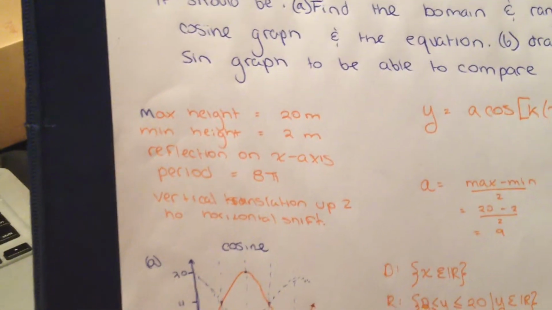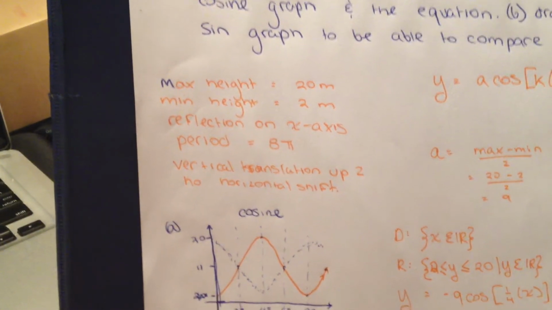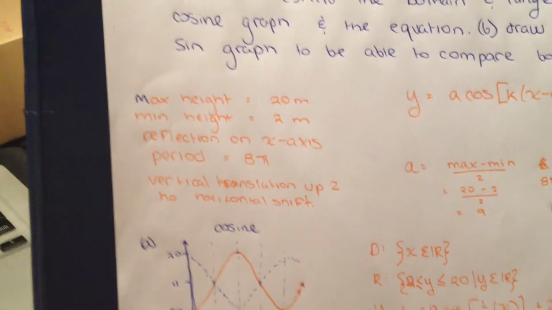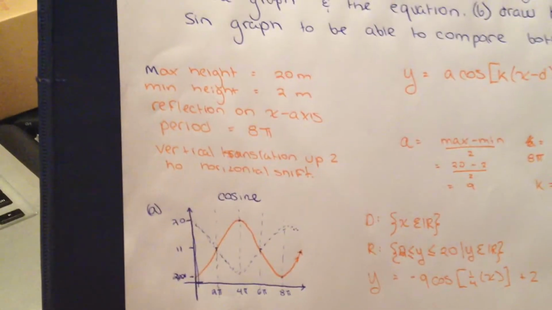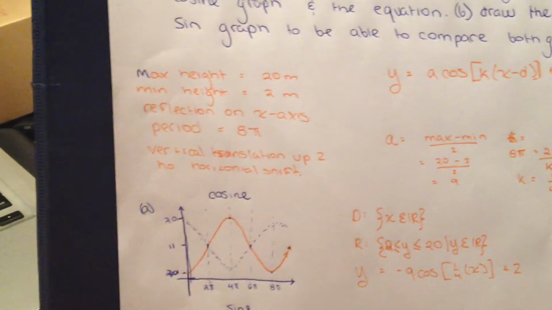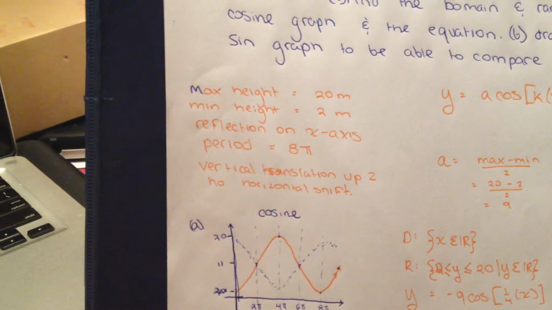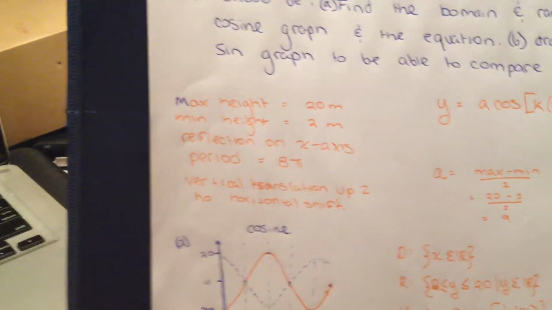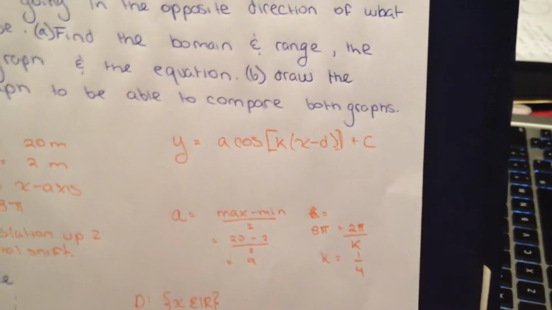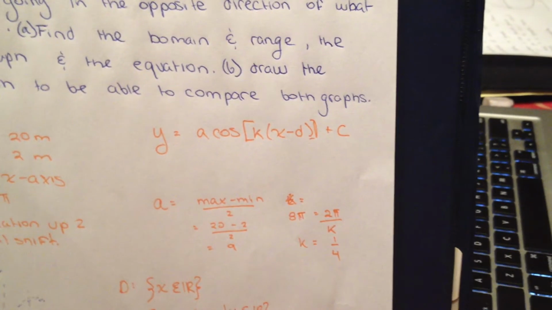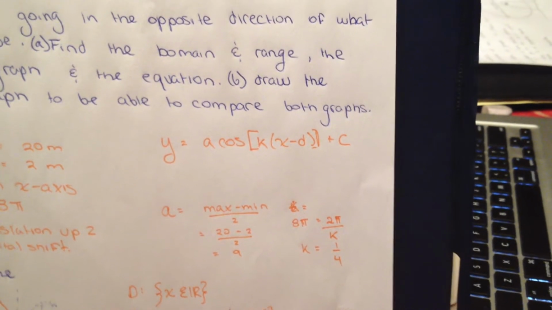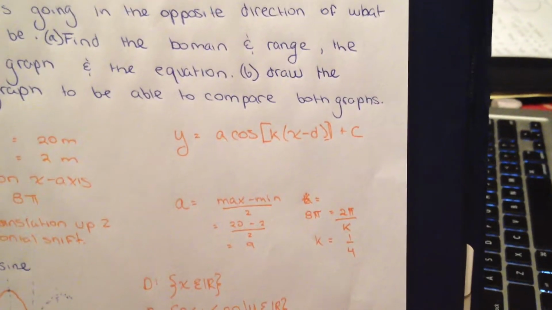So to start off here, we want to write down everything that we know. So we know our max height is 20 meters, our min height is 2 meters, it's a reflection on the x-axis because it tells us it's going in the opposite direction, so counterclockwise. The period is 8 pi, and because they tell us it starts 2 meters above the ground, we know it's a vertical translation up 2. And then we have our equation, y equals a cos times bracket k, x minus d bracket plus c.